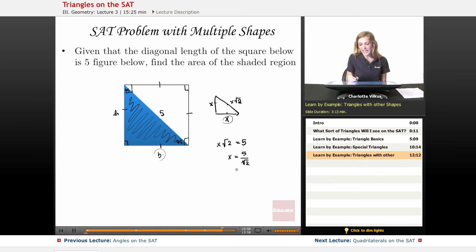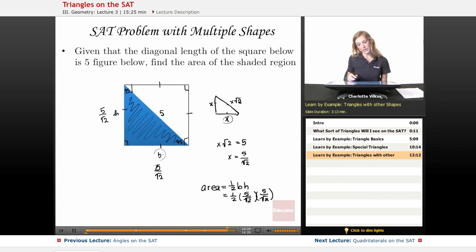Now, from there, we can figure out our area because we now have both the base and the height. And for a triangle, we take the area equal to 1/2 the base times the height. So here our area is 1/2 times 5 over root 2 times 5 over root 2.